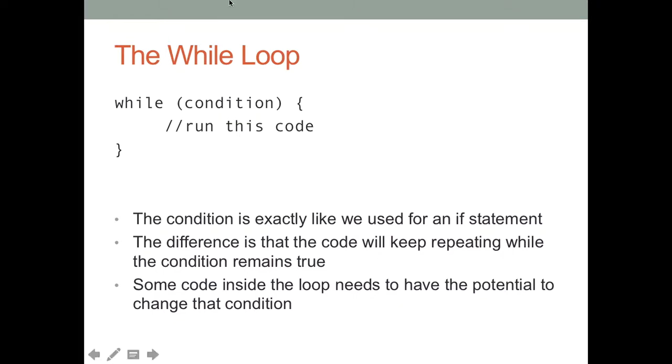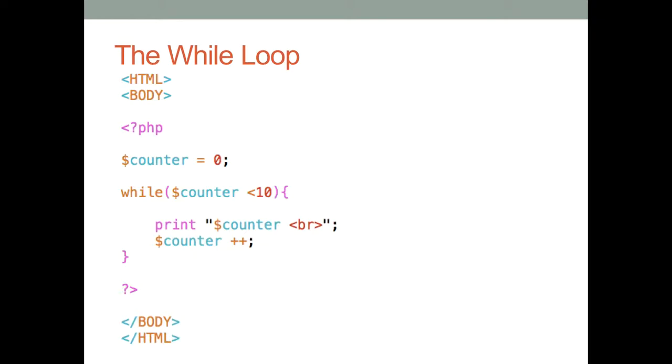So something in this loop, something that happens during the execution, during the running of this code, needs to change something about this condition so that the loop can eventually end. We don't want what's called an endless loop that never stops. So the condition needs to change at some point, or rather the values that are used in the condition need to change. Here's an example.